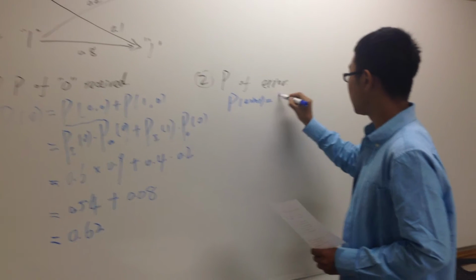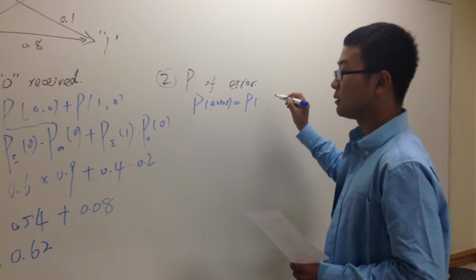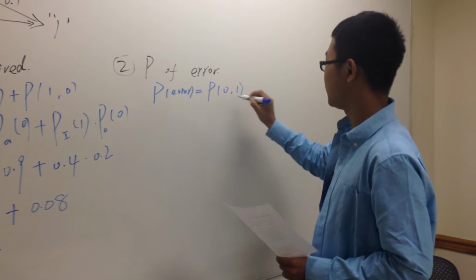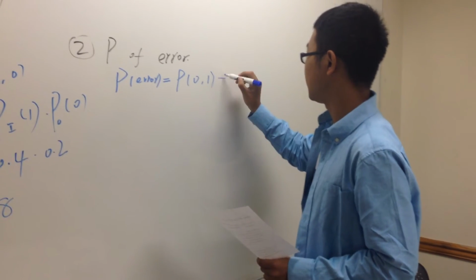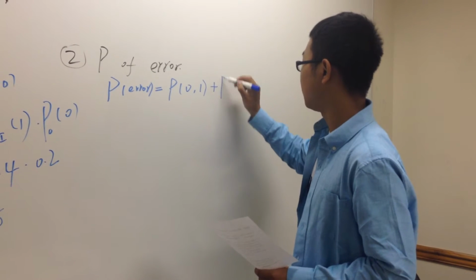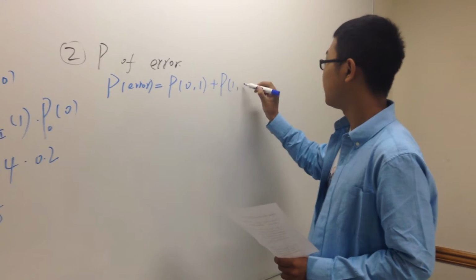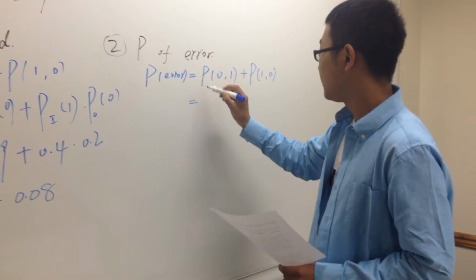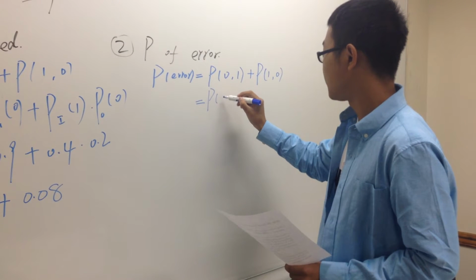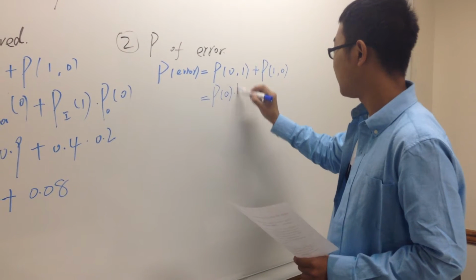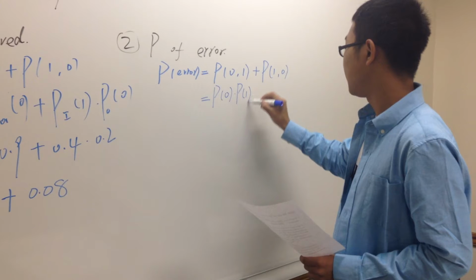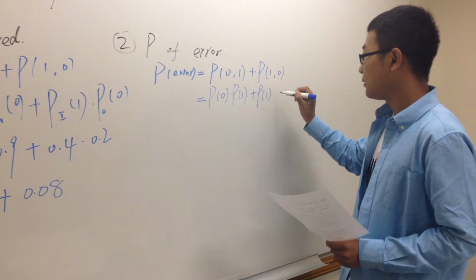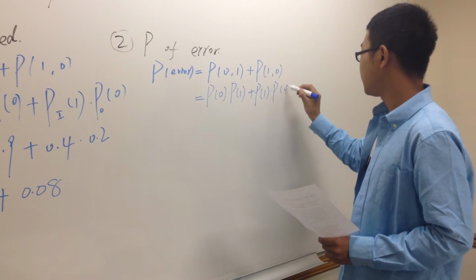equals probability with input 0 and output 1. So this is an error. At the same time, plus probability with input 1 and output 0. Similarly, this equals probability of input 0 multiplied by probability of output 1, plus probability of input 1 multiplied by probability of output 0.